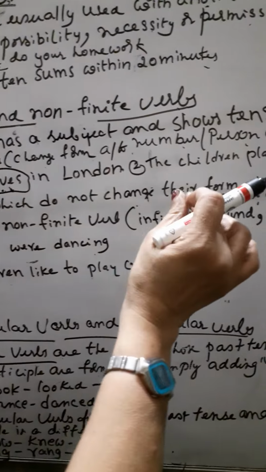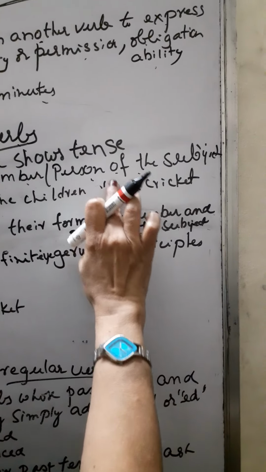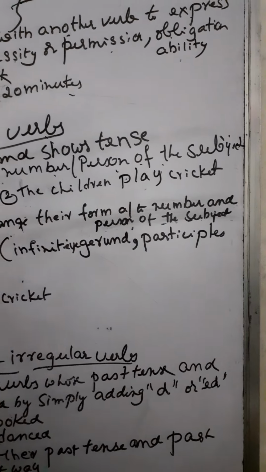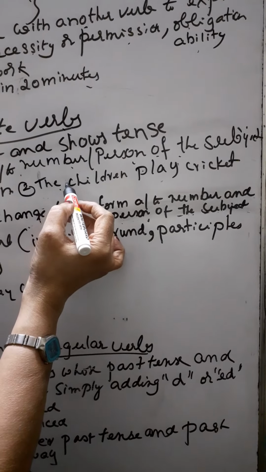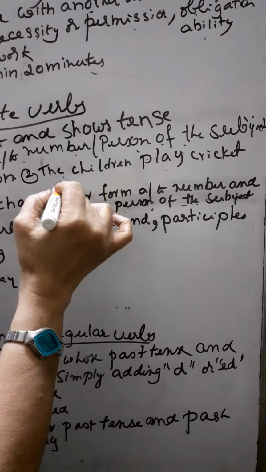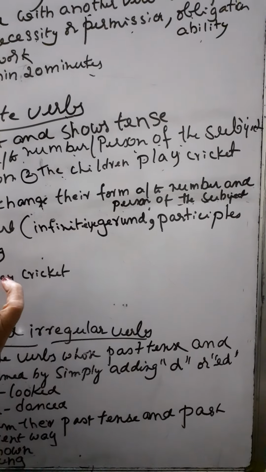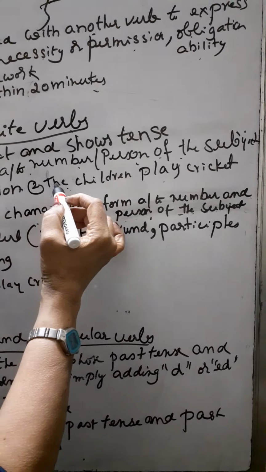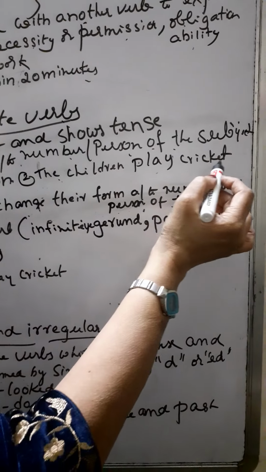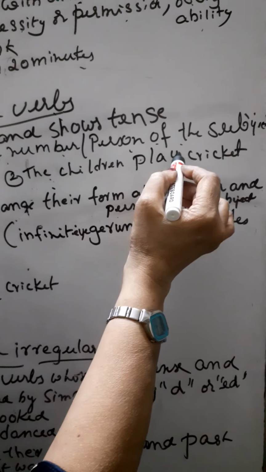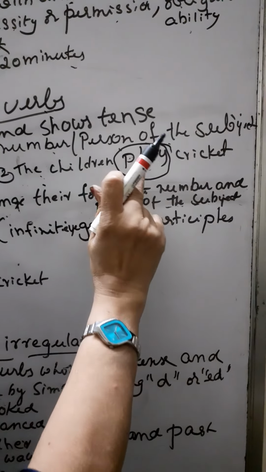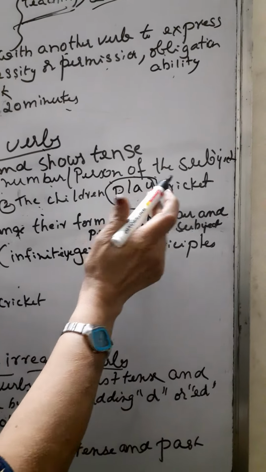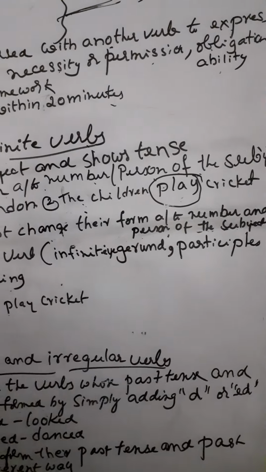Now see, I will write here, the children play cricket. But if I say I play cricket, we play cricket, but if I use he in the third person, he plays cricket, she plays cricket, this will change, no? And if it changes according to number and person of the subject, then it is known as a finite verb.